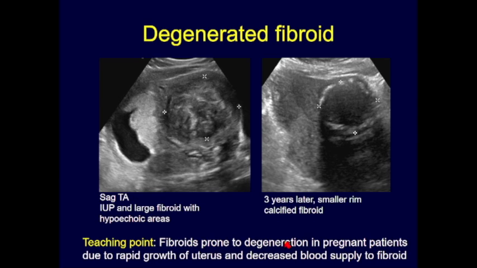This is a different patient who had a degenerating fibroid. This is the IUP. There's a large heterogeneous fibroid. This patient had pain over the fibroid. And then 3 years later, you could see how the fibroid shrinks, and it has that classic peripheral calcification that occurs in degenerated fibroids. So fibroids are prone to degeneration in pregnant patients due to rapid growth of the uterus and decreased blood supply to the fibroid during pregnancy.